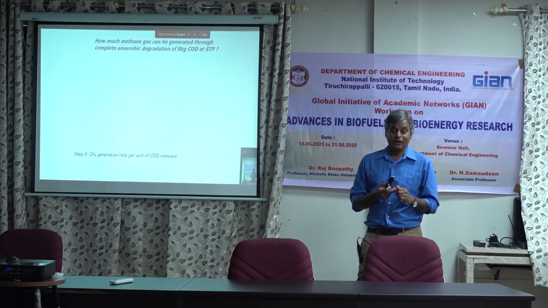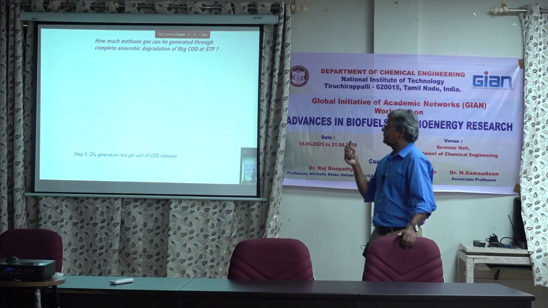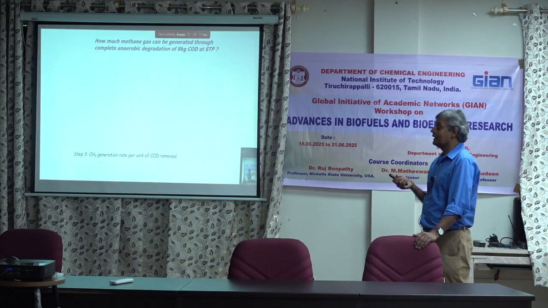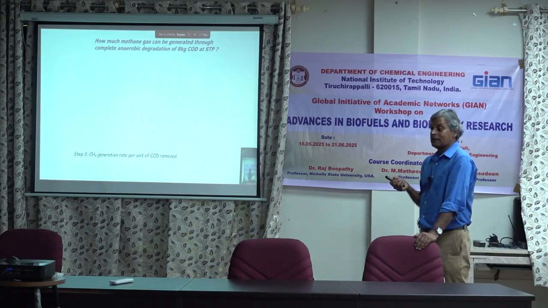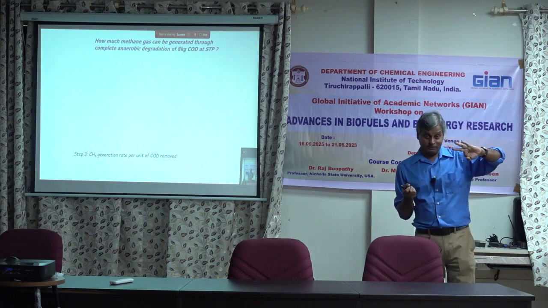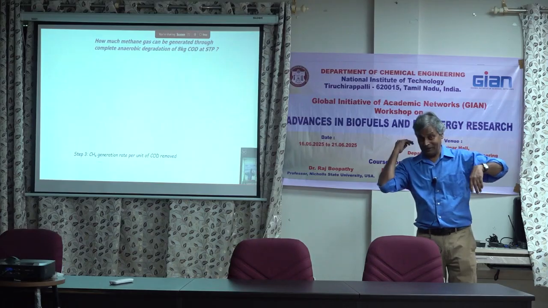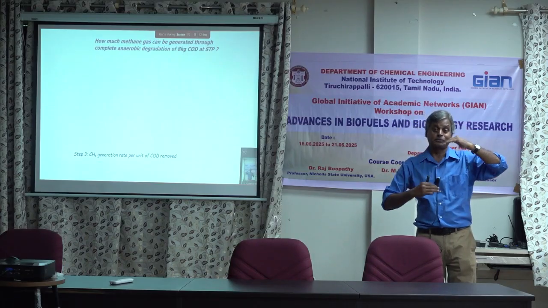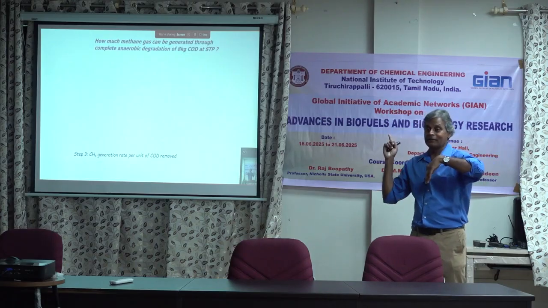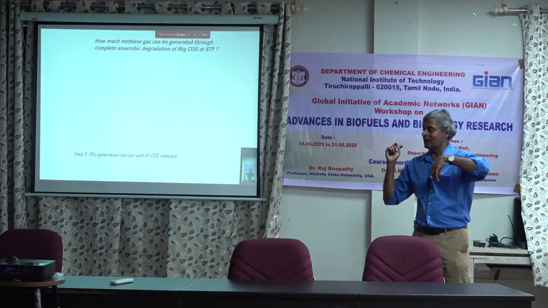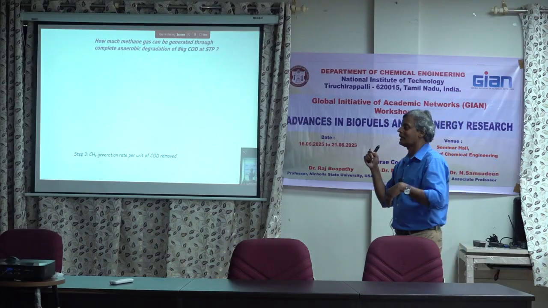All I want you to figure out is how much methane gas you can generate through complete anaerobic degradation of 8 kilogram of COD at STP. There are 3 steps to it that we went through yesterday. I'm going to put the steps back so you can follow step 1, step 2, step 3 and give me the answer. Everybody got the screenshot? Ask the Zoom people to take the screenshot, and then you can go to tutorial 1.